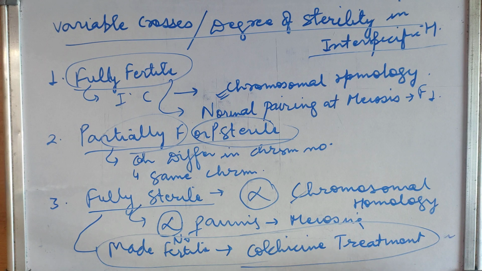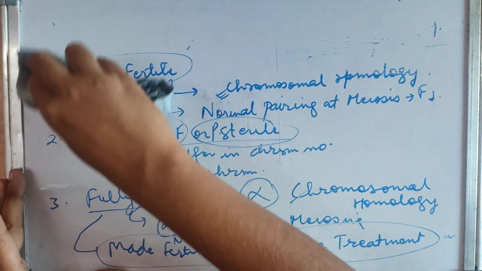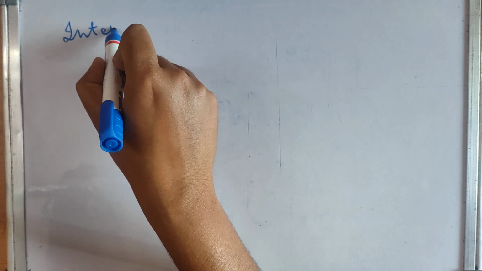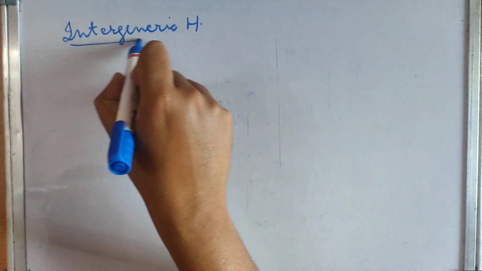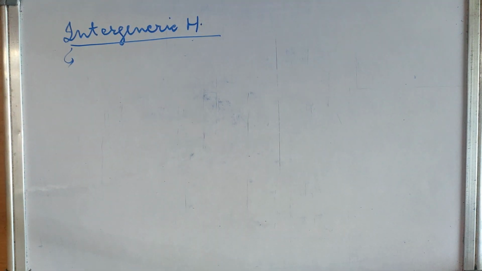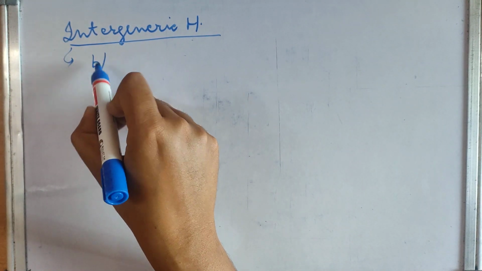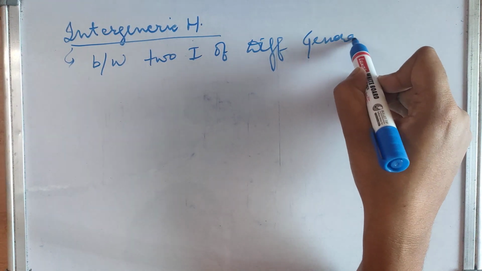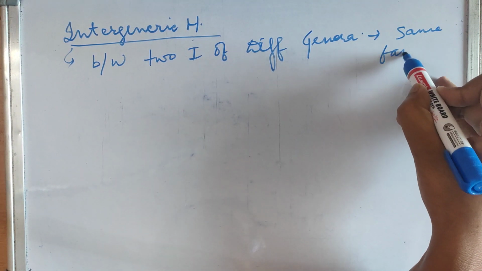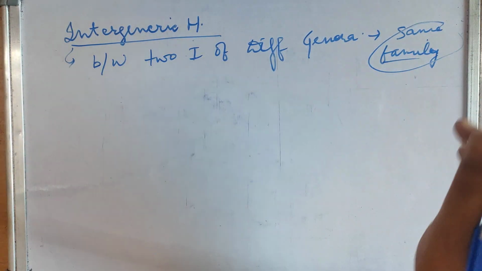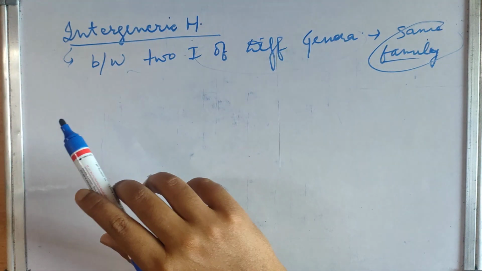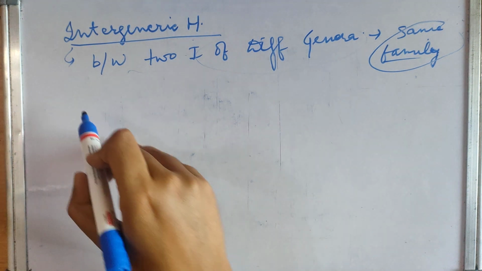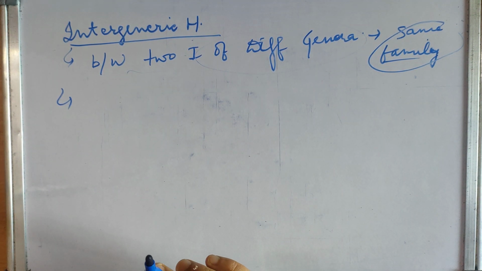Now we will move into the next topic, that is intergeneric hybridization. Here the crosses are made between two individuals of different genera but the same family, so it can also be called intrafamily. It produces resistant varieties as well as desirable combinations of characters.